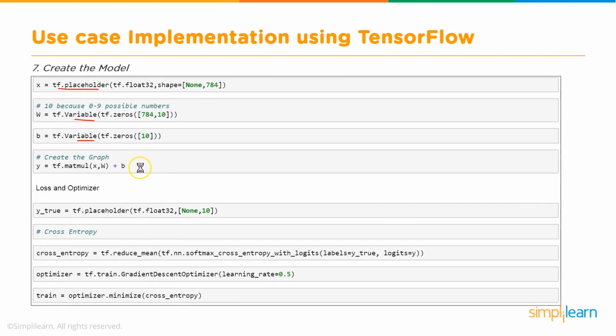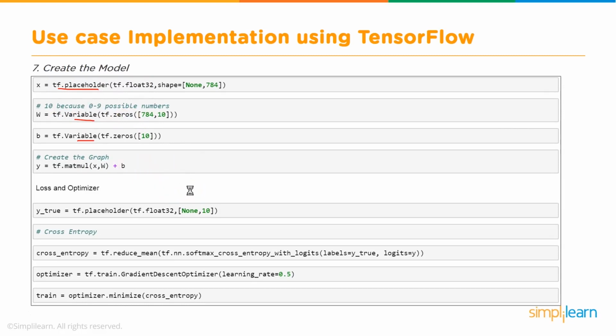You're just adding b, and this is very similar to one of the earlier slides where we saw sigma xi wi. So that's what we are doing here. Matrix multiplication is multiplying all the input values with the corresponding weights and then adding the bias. So that is the graph we created.